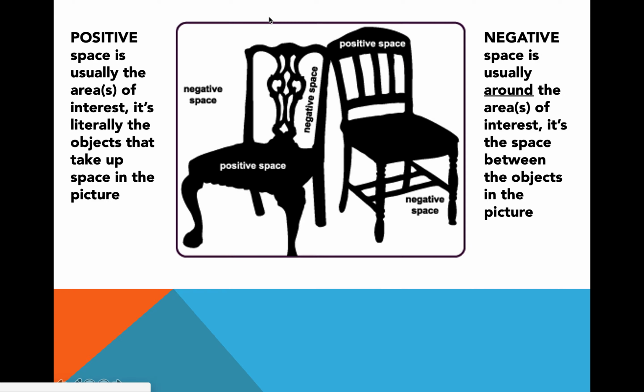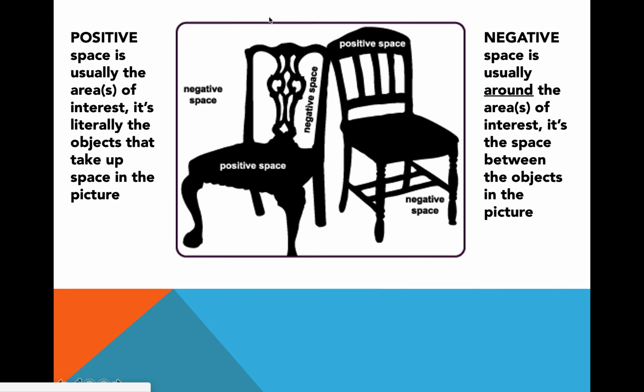So for example, if you were drawing a picture of a person and their hands were on their hips, the negative space would be the triangle created next to their body. That space, that open air, would be negative. Their arm or their torso would be considered positive.